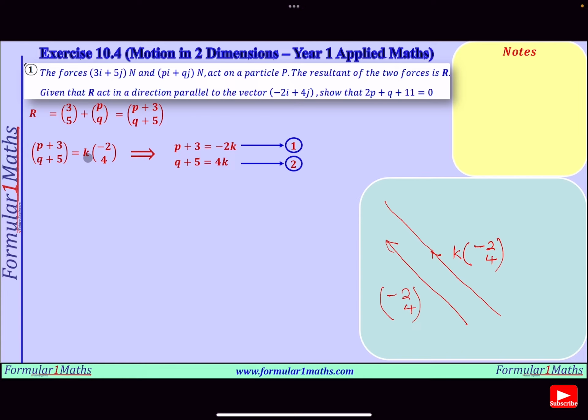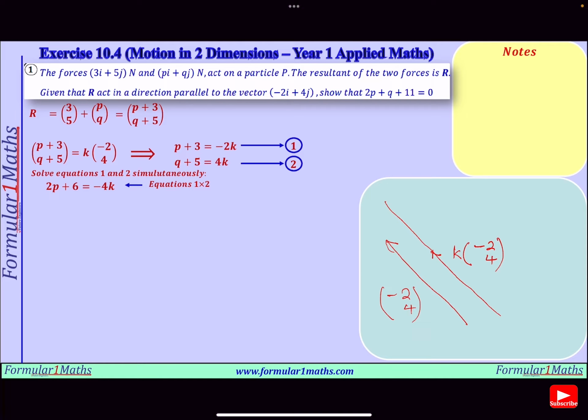We can now solve these 2 equations, equation 1 and 2, simultaneously by multiplying the first equation by 2 to get 2p plus 6 is equal to minus 4k. Then we can add the second equation, which gives 2p plus q, 6 plus 5 which is 11, and minus 4k plus 4k equals 0. And so that's question 1.